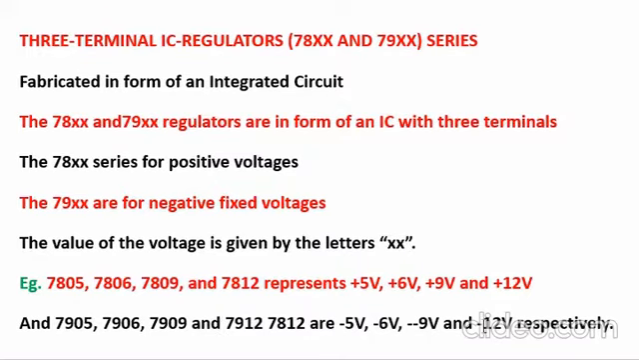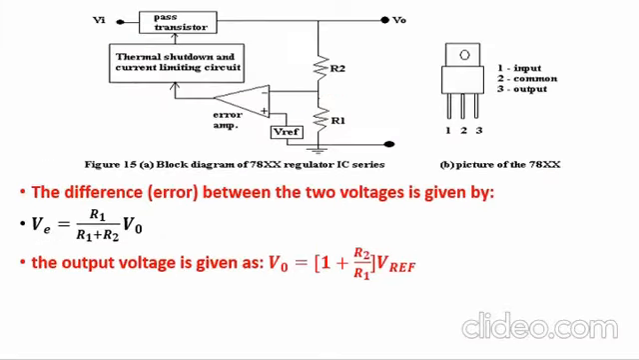Now, the circuit, I said you are going to see this. This is the pictorial view of the regulator. This is pin 1, pin 2, and pin 3. Pin 1 is the input, and pin 2 is the common connection between the input and the output, while pin 3 is the output. And internally, this is the circuit that is contained in this IC.